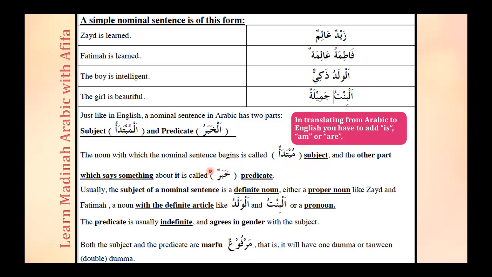are familiar with the Hindi Urdu languages. Khabar means news. So the predicate is called khabarun. Khabarun. So here alimun is learned. This is the khabar. Here Fatimatu is the subject. Is learned is khabar. Fatima is the mubtada.